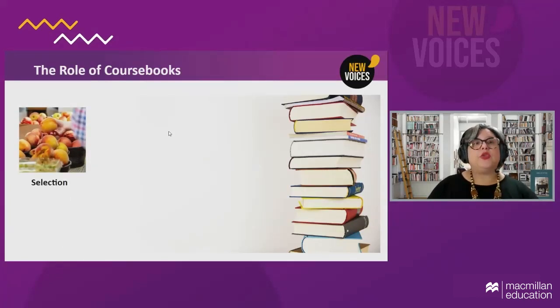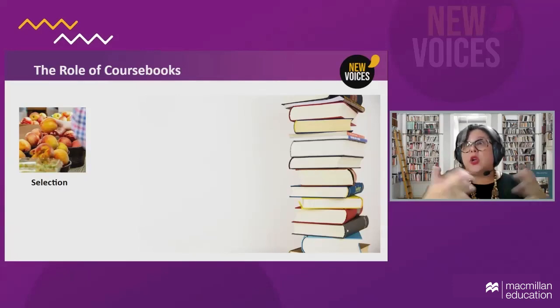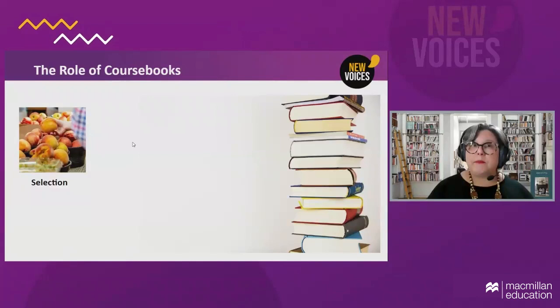First, you have to select the suitable course book for your group. How do you know about course books? Talk to teachers, go to conferences, talk to publishers. Macmillan has a wonderful range of different books for young learners, teenagers, adults, business, exam preparation. So not only Macmillan, but other publishers too, get in touch with them.